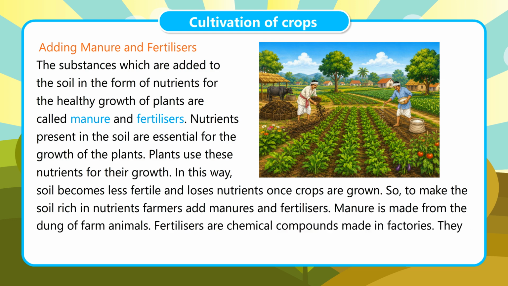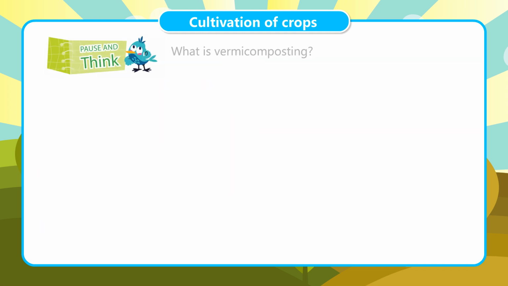Manure is made from the dung of farm animals. Fertilizers are chemical compounds made in factories. They are very rich in minerals. Pause and think. What is vermicomposting?